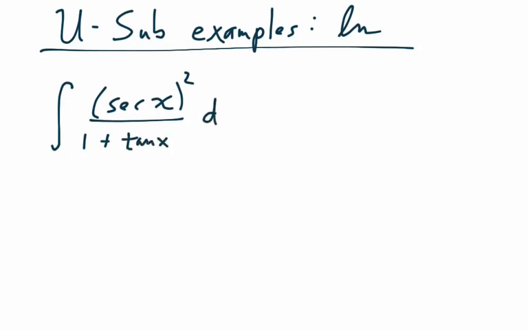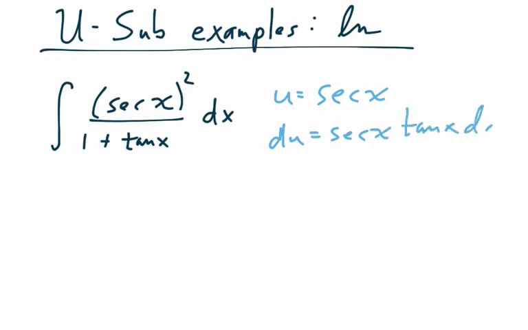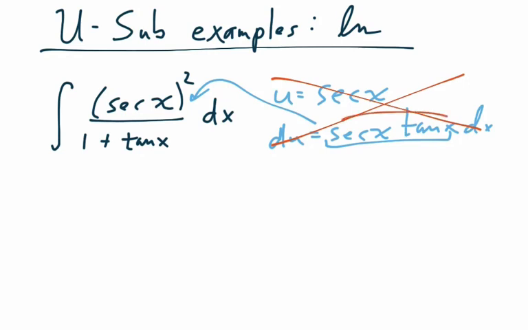x dx. So a good candidate for the u in this case might be secant x, and if u is secant x, then du would be the derivative of secant x, which is secant x tangent x dx. But if you notice, this is not present in the numerator of our expression, so this makes this a bad candidate for u sub because we cannot find the variable part of the du. Instead, let's try the denominator of this, 1 plus tangent x.